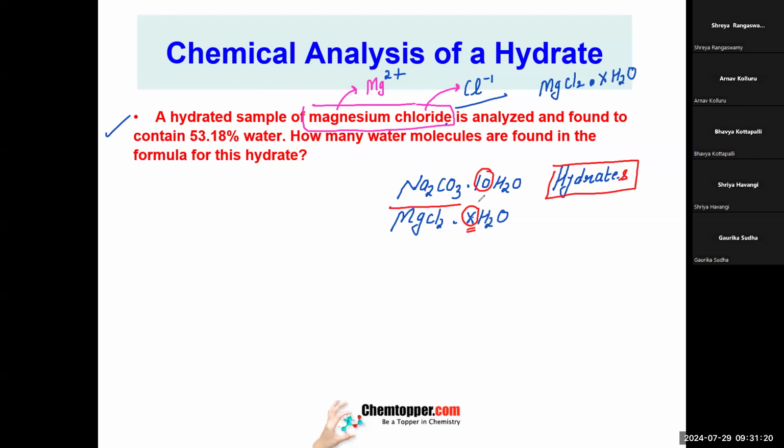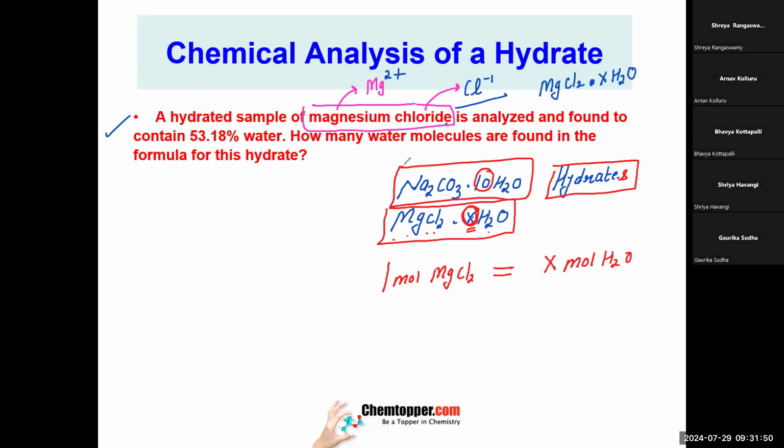Now if I look at this formula, what can I say? Can I say 1 mole of magnesium chloride has how many moles of water? Can I say X moles of water? 1 mole of MgCl2 has how many moles of water? X, not 1. X I have to work out. Like what can I say for this one? Now I want an answer from all of you.